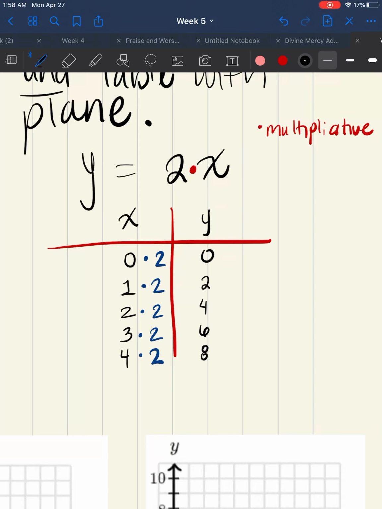Now that I've done my table, so first, tell me if it's multiplicative or additive. So this is the first thing. Second thing, you drew your table. We got that down.